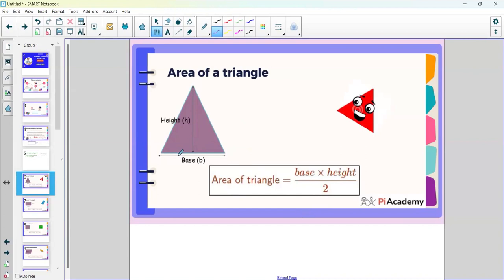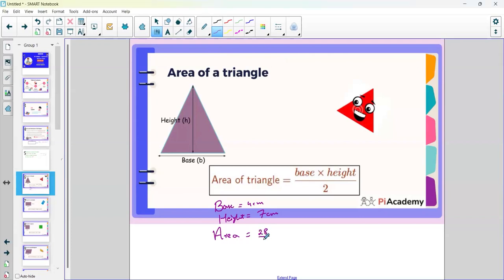Okay, so suppose you have a triangle, let's say with a base of 4 centimeters and a height, let's say, of 7 centimeters. What would be the area of this triangle? Yes, Advita, what would be the area of this triangle? It should be 28 by 2. Okay, is it 28 over 2?